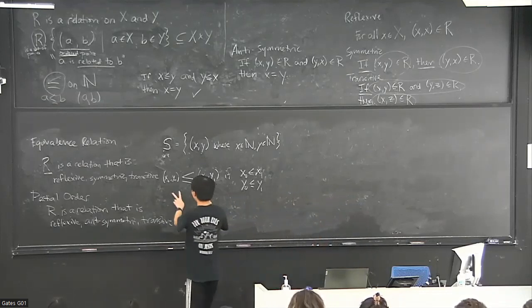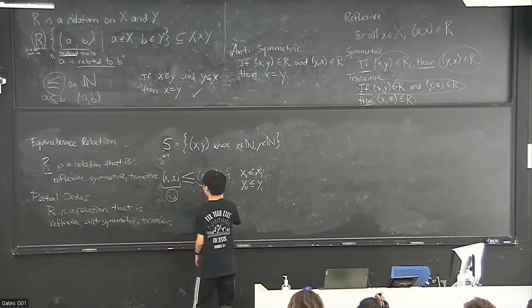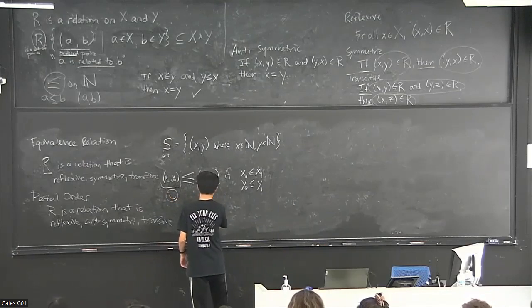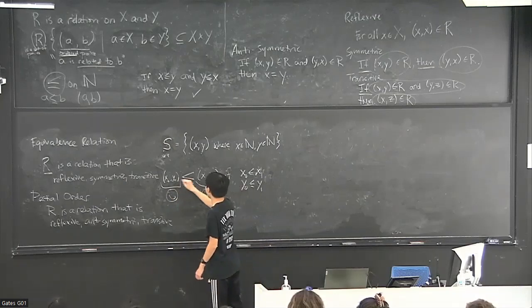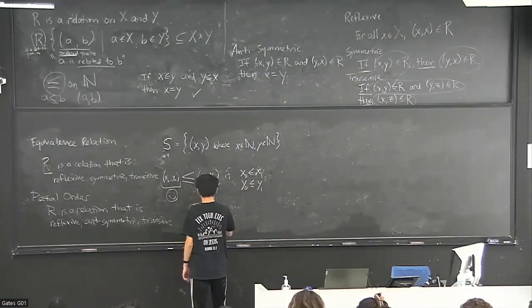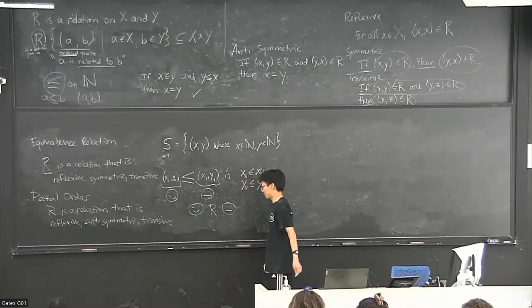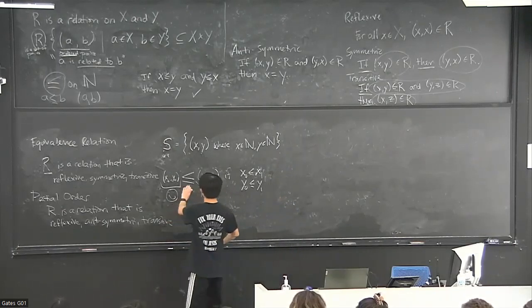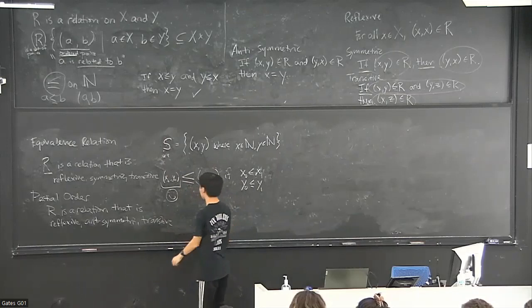So what does it mean for these two things to be related? Let's call this thing a smiley face. But what does it mean for these two things to be related? It means that this one is less than this, and this is less than this. So as long as these two are satisfied, I get that the smiley face is related to the other. So this is the way I'm going to compare these pairs.